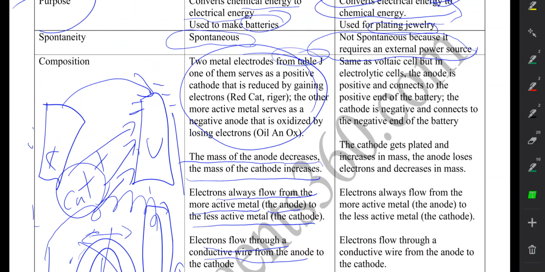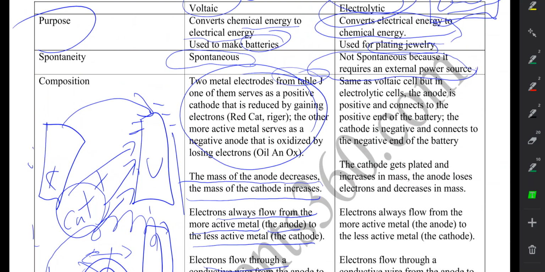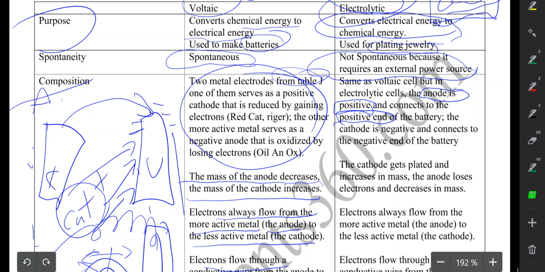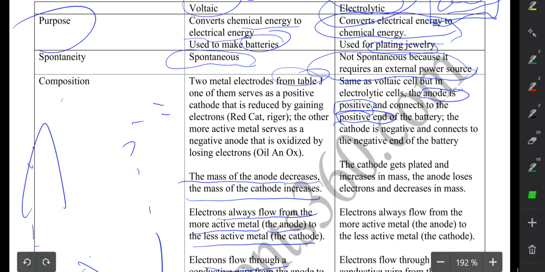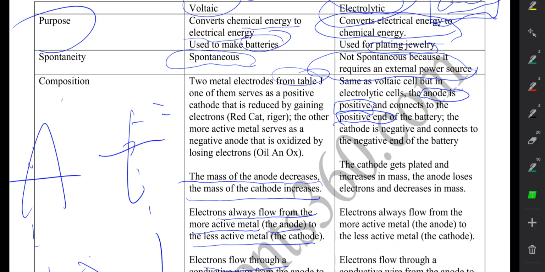All right. For an electrolytic cell, now the anode is going to be positively charged and is going to connect to the positive end of the battery. Unlike in a voltaic cell, where the anode was negatively charged. So the anode is negatively charged in a voltaic cell, and the cathode is positively charged in a voltaic cell. In an electrolytic cell, it's the opposite. The anode is positive, and the cathode is negative.